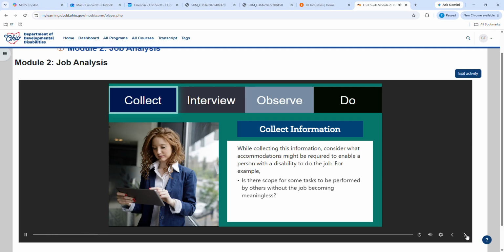Is there scope for some tasks to be performed by others without the job becoming meaningless? Is there scope for an exchange of tasks with another job? Will materials and machinery need to be adapted? Will tools and equipment need to be adapted? Will the workstation require modification?